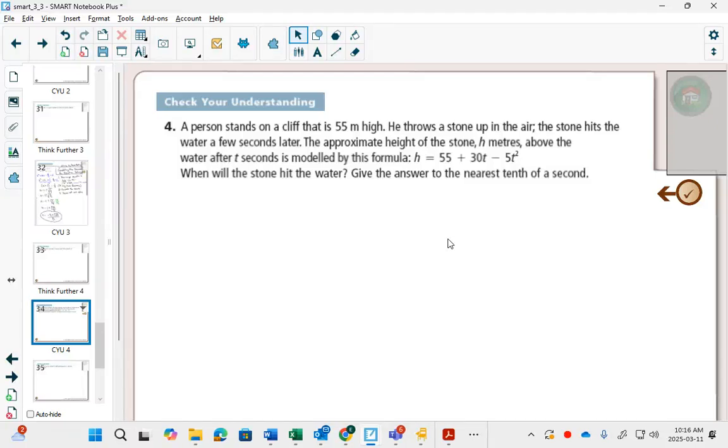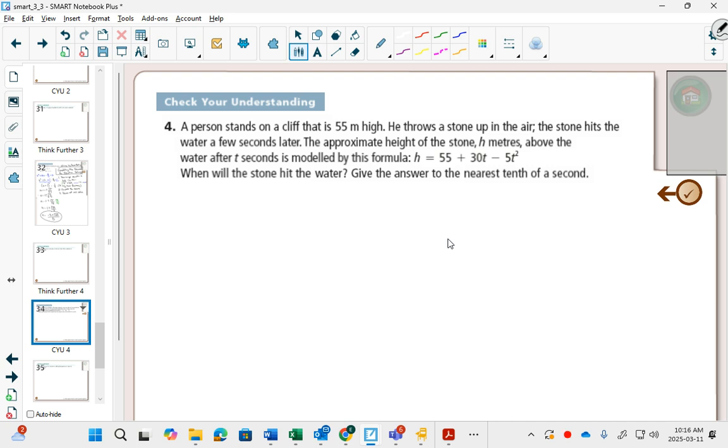Example 4 is a word problem. A person stands on a cliff 55 meters high, throws a stone up in the air, and the stone hits the water a few seconds later. And they give us the equation.